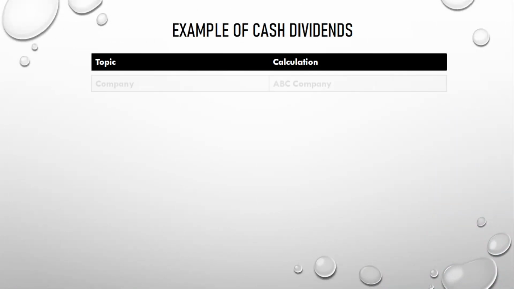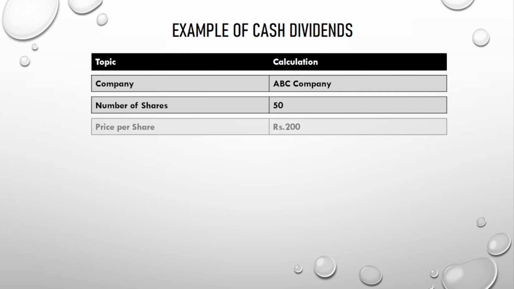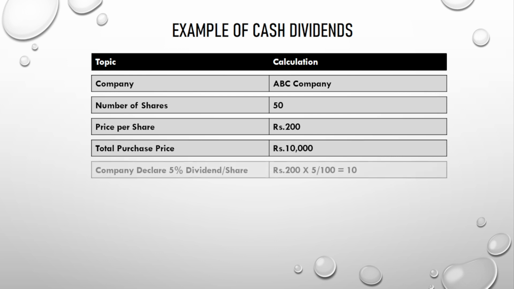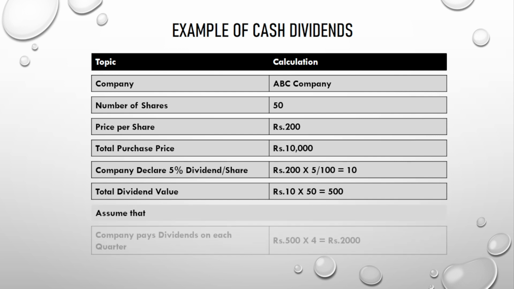Just take an example. Let's say you own 50 shares of ABC company and you bought them for 200 apiece for the total of rupees 10,000. Since the company declares a 5% per share dividend, you will receive rupees 10 as a cash dividend, which will be paid to all the shareholders. So your total dividend value would be rupees 500. If the company declared the same quarterly cash dividend each quarter, that equates to rupees 2000 cash dividend received for the year, assuming you still own only 50 shares of the company.